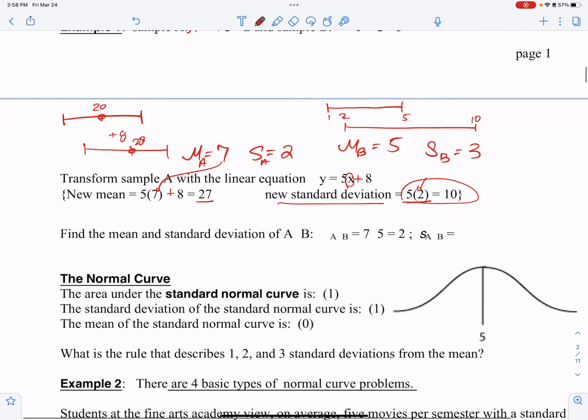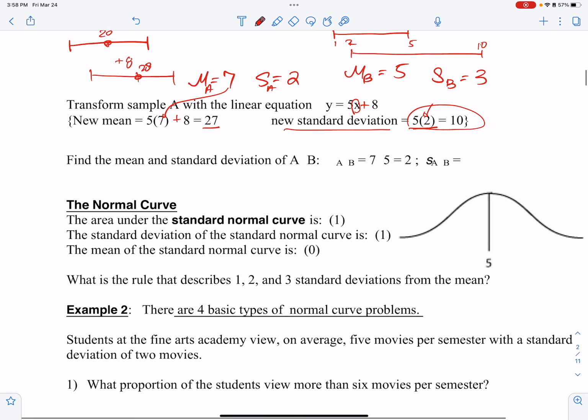Okay, find the mean and standard deviation of A plus B. The mean of A equals 7.